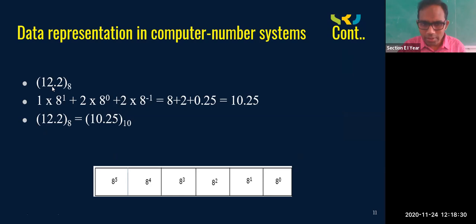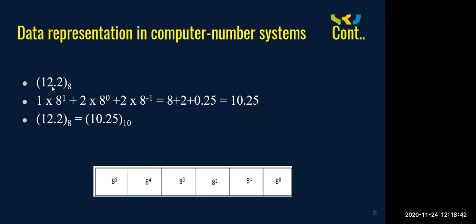Only thing is you need to concentrate on these numbers: 8 to the power of 0, 8 to the power of 1, 8 square, 8 cube, 8 to the power of 4, 8 to the power of 5, when you are performing conversions. Is that clear? Yes, sir. Can you explain the last step? 10.25 base 10.